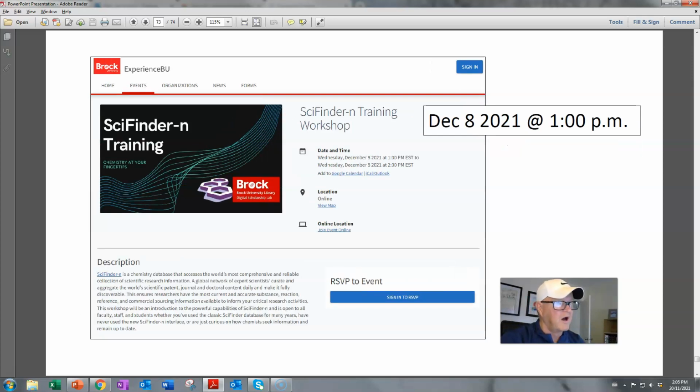Later that afternoon, I'm having another workshop on SciFinder, and I'm going to explain not only how it works, because you'll become an expert, but how it is different from the SciFinder we used to have, and how we transition from one to the other. SciFinder is a pretty amazing product. So join us then. Sign up for our Experience for You, and I hope to see you there as well.